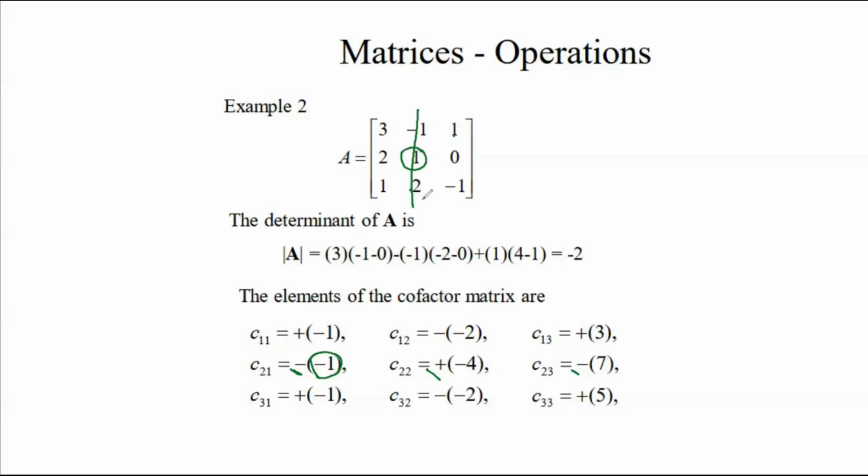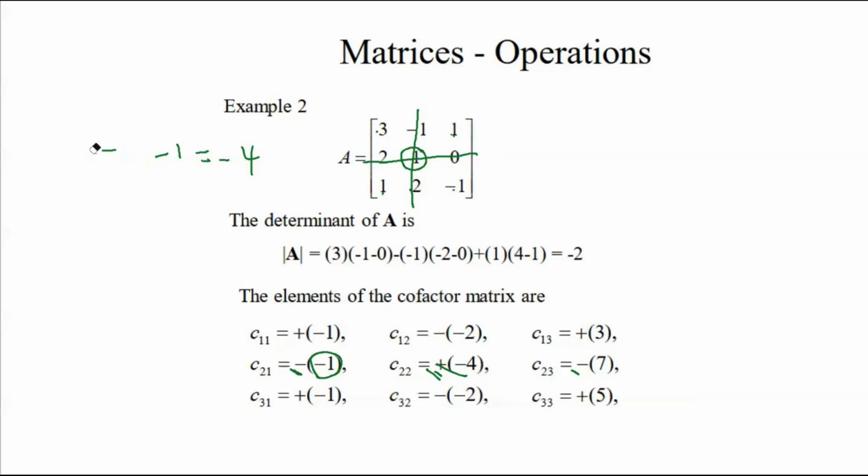Then we go to the second one here. That means we'll cross out. So this one, the sign is going to be plus. 3 by minus 1 is minus 3. Minus 1 by 1, this will become minus 4. That's where we got that. I'll do the last one.